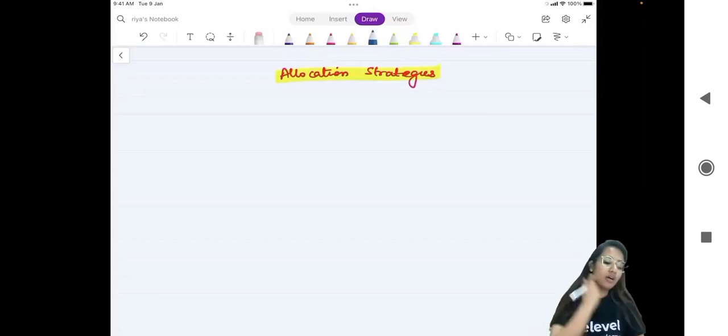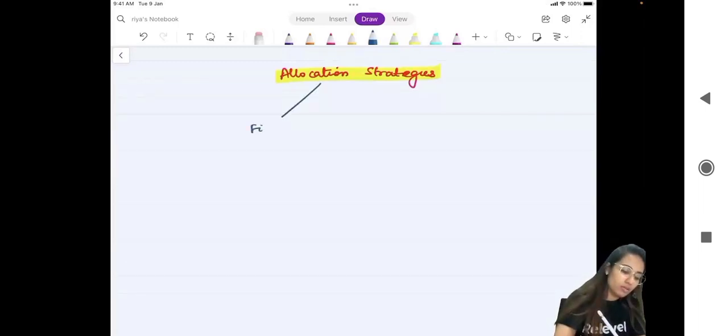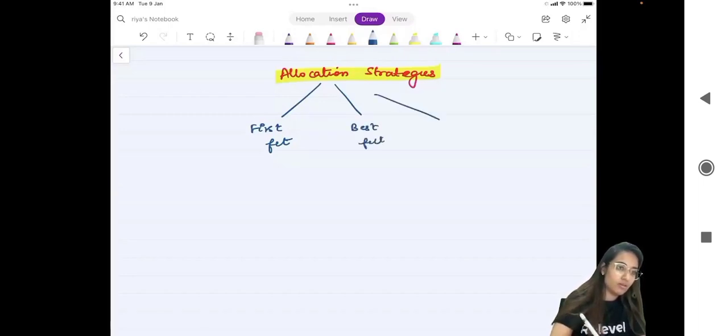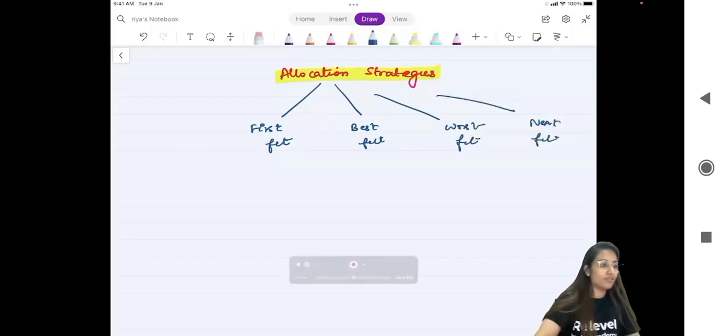Here we talk about first fit, best fit, worst fit, and next fit. First, let's talk about first fit.